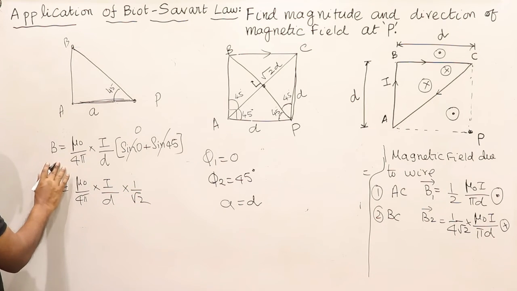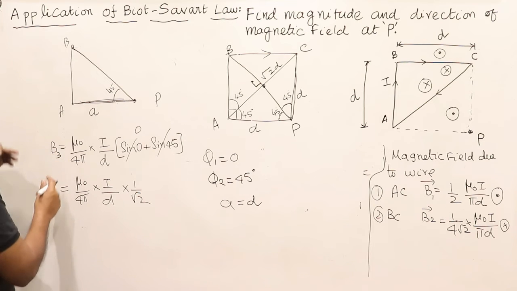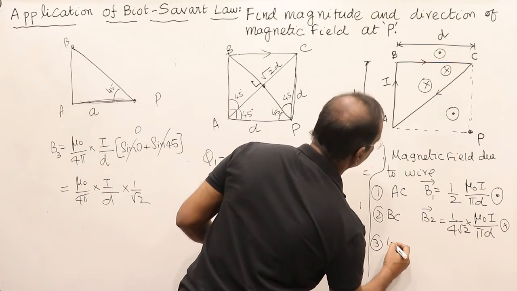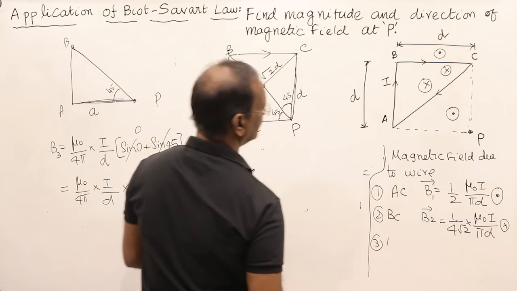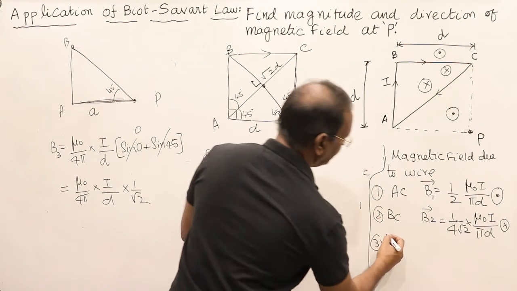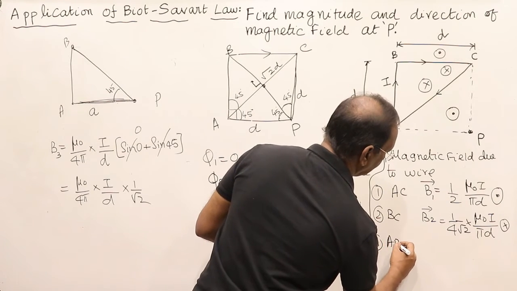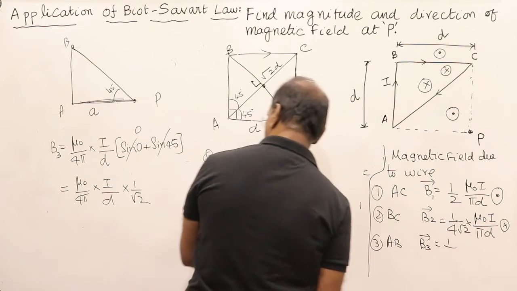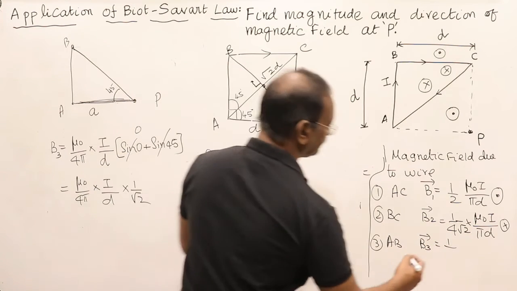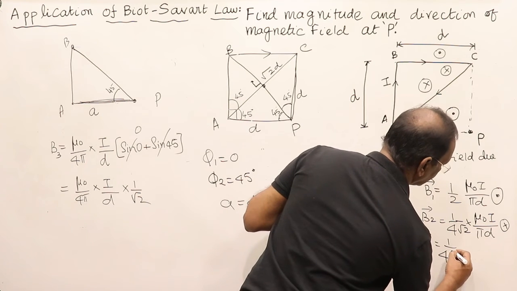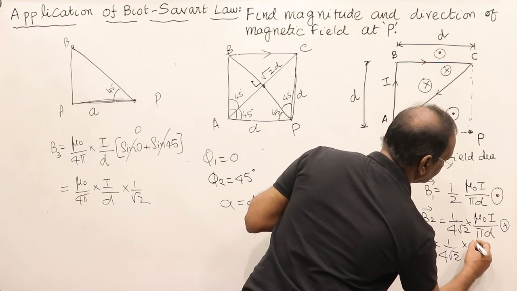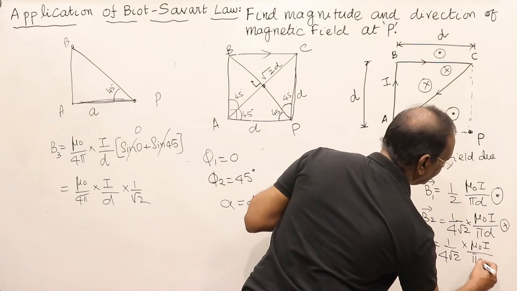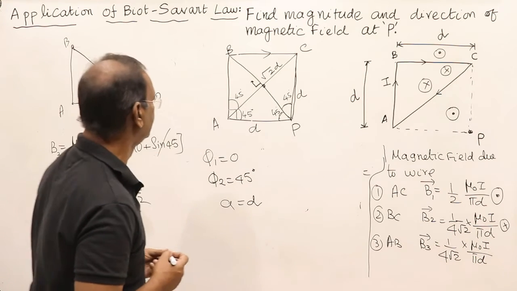So this we call B3 because this is B2. And third, for the segment AB, that we call B3. The vector B3 is equal to 1 by 4 root 2 into mu naught I divided by pi d. We have to find out the direction.